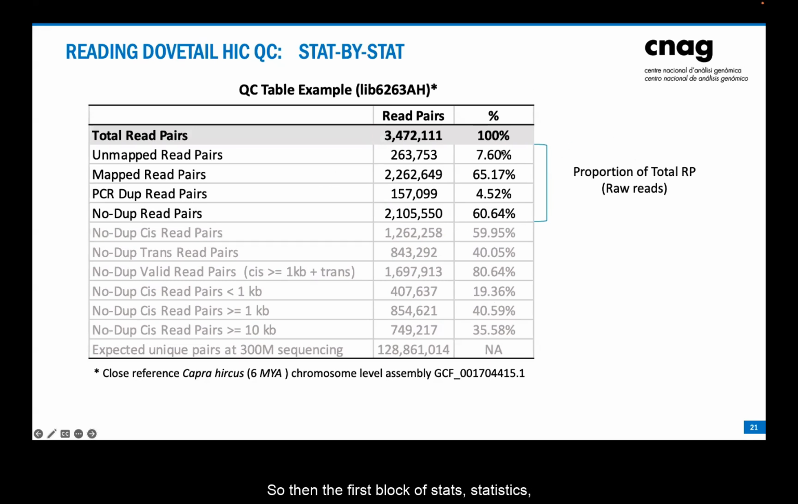So then the first block of statistics are basically proportions of the total number of pair sequences, or raw reads. Okay? So this 7.6% comes from dividing this number by this 3.5 million reads. Okay? The same with the mapped reads, the PCR duplicates, and the no duplicate pairs.